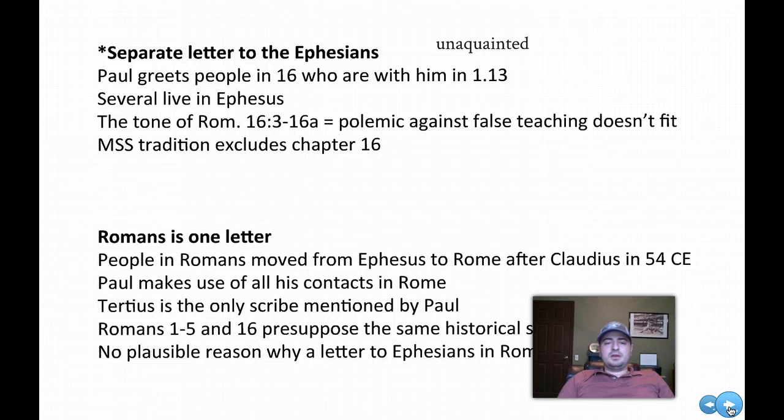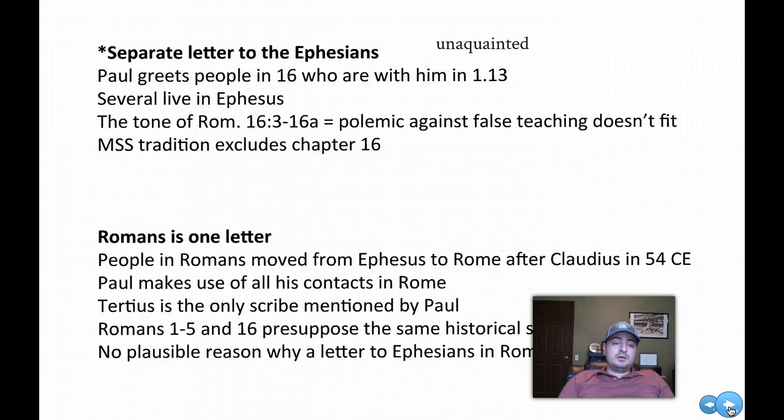And the tone of Romans 16:3-16, it's a polemic against false teaching. It doesn't fit with the larger context of Romans. In addition to that, the manuscript tradition excludes chapter 16. Now, this convinced me earlier in my career, but then when I started studying for my dissertation, I concluded otherwise, and this is pretty much why.